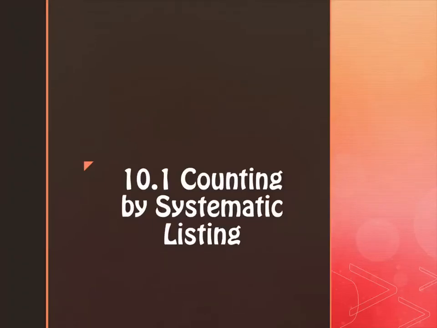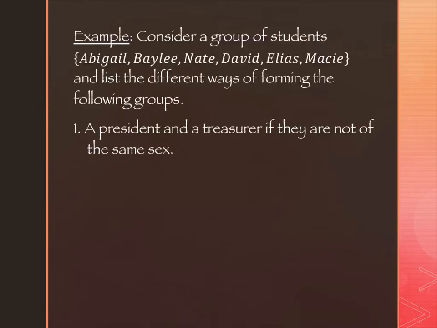All right, today we're going to start Chapter 10, and Chapter 10 is about counting strategies, ways of counting things. And what we're going to do today is something called counting by systematic listing. And we're going to start with an example.